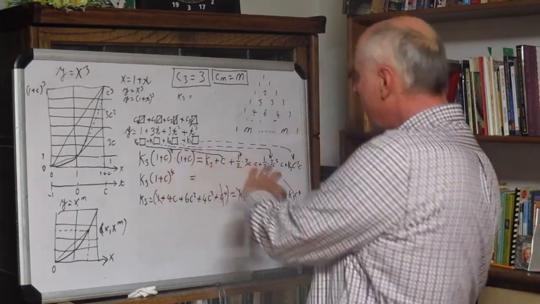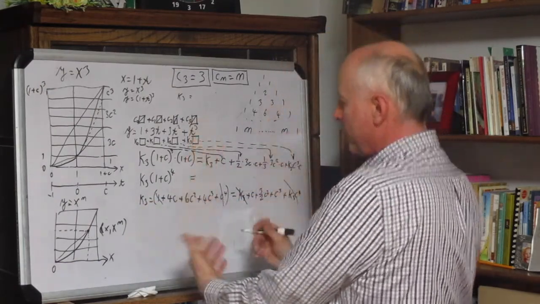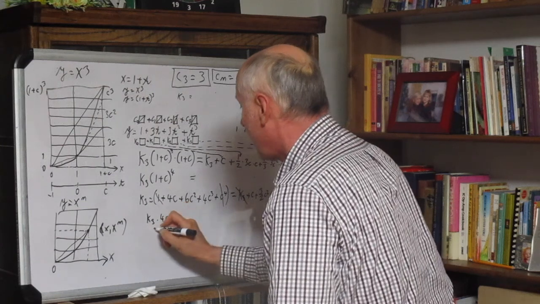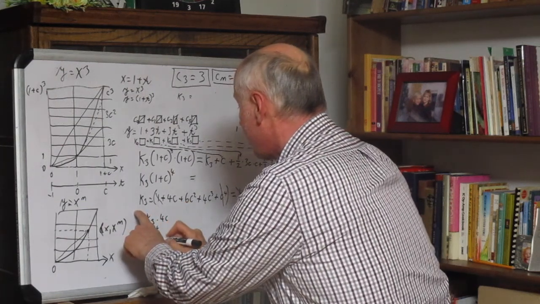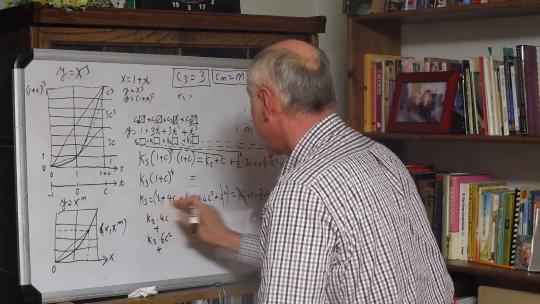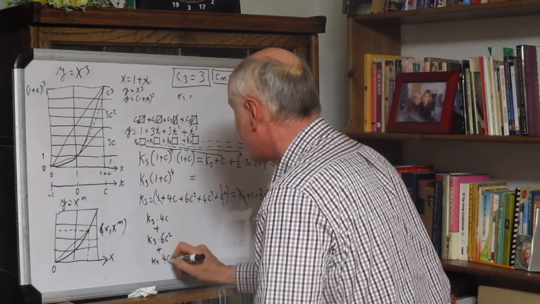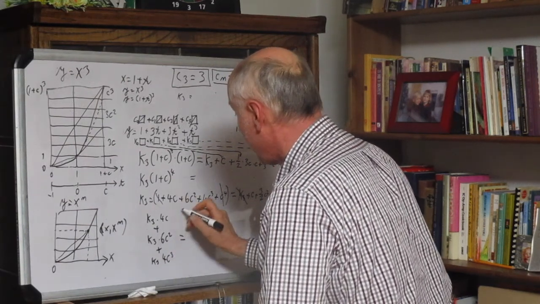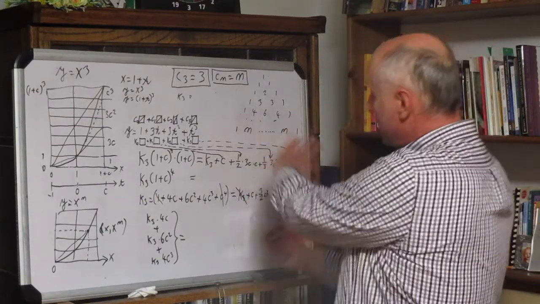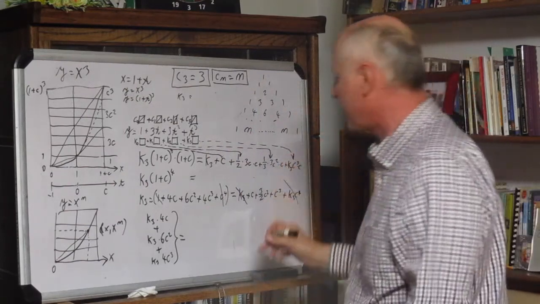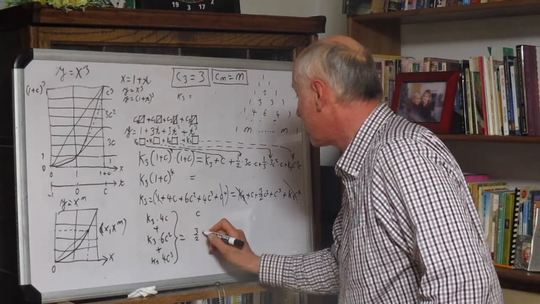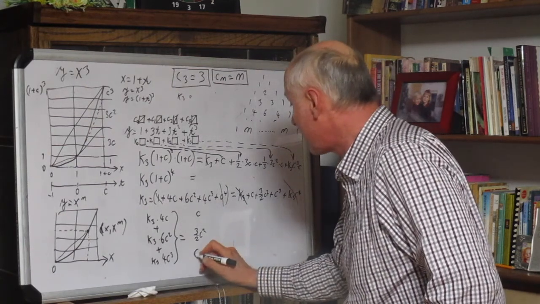Now let me just rewrite it for you in a way that it may make more sense. We got K3 times 4C plus K3 times 6C squared plus K3 times 4C to the third. All of that equals, right? On this side equals this side. What is that? Well, just rearrange it. I'm doing it so that you can easily see it. Well, that's C. That's 3/2 C squared, and that's C to the third.